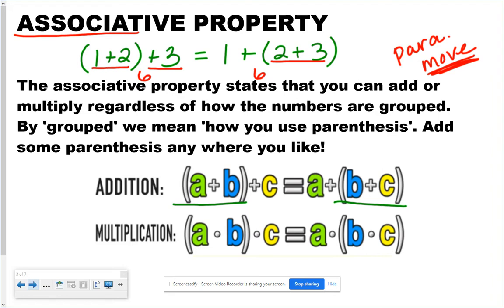If I multiply 1 times 2 first and then times 3, it'd be the same thing as multiplying 2 and 3 together and then times 1. I'm still going to get 6 as my final result. So this only works for addition and multiplication. Okay, and you'll see the parentheses move spots. So you'll see parentheses on both sides of the equal sign when we're talking about associative.